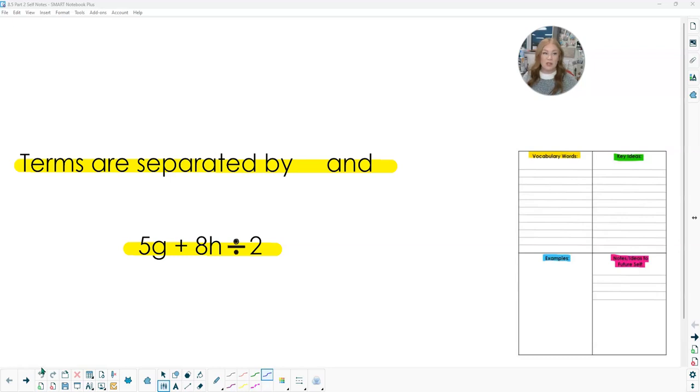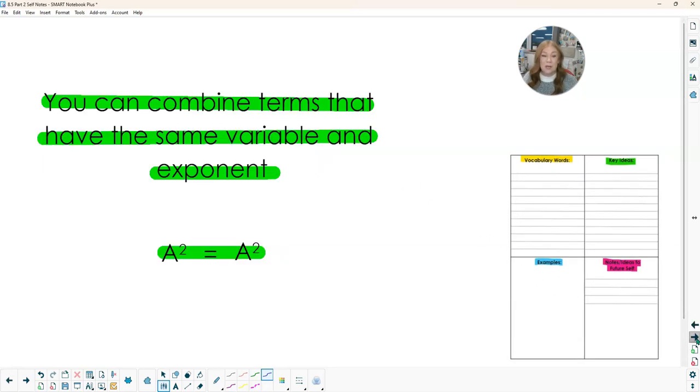For 8.5 part 2, we are going to work on combining like terms. So now we need to remember terms are separated by addition and subtraction. So we can find all the addition and subtraction signs. So here's a term, and we don't have any other addition or subtraction. So 8h divided by 2, even though it's big and long, there's no adding or subtracting in there. So that is one term. So terms are separated by adding and subtracting is what we need to remember there.